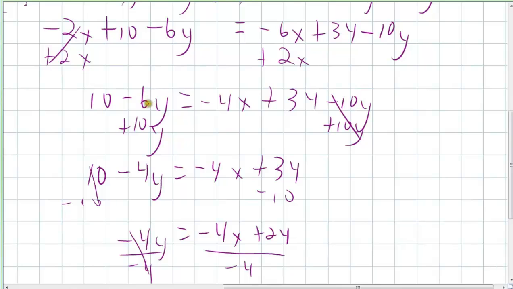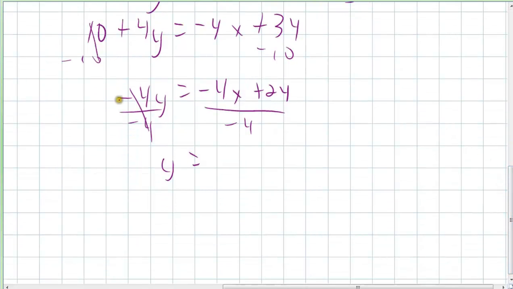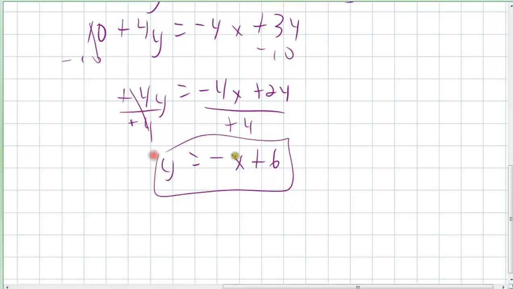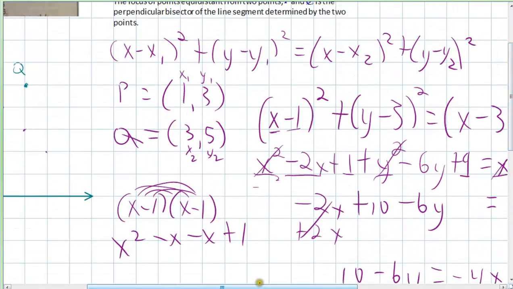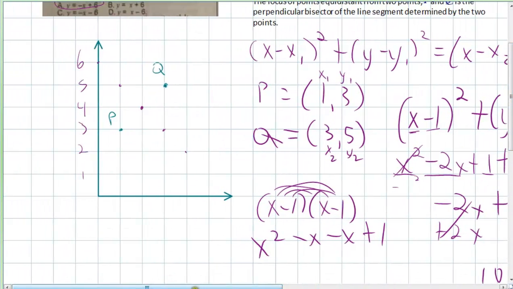Let's see what happened. Right here, negative 6x plus positive 10y should be positive 4. Okay, so then divide by positive 4. Here we have negative x, and then 24 divided by 4 is plus 6. So y is equal to negative x plus 6, which is the same thing that we got when we worked it out by looking at where the y-intercept was and what the slope is.